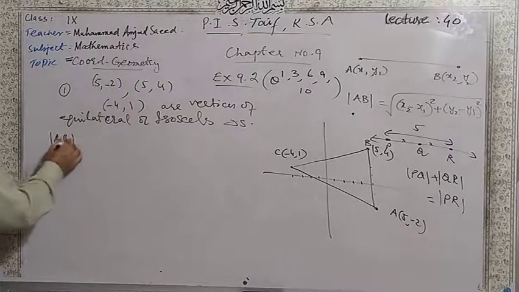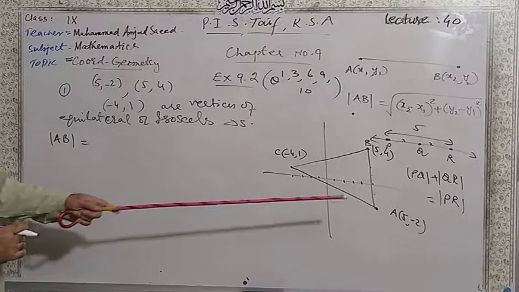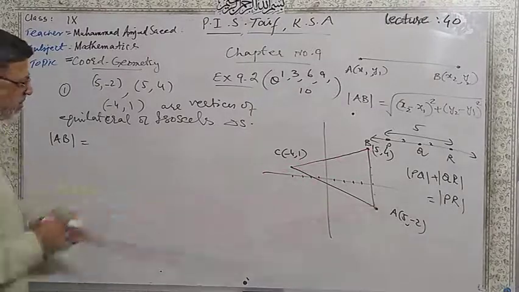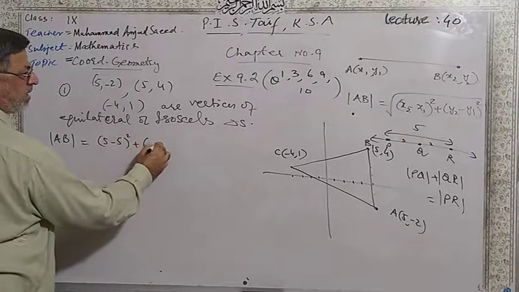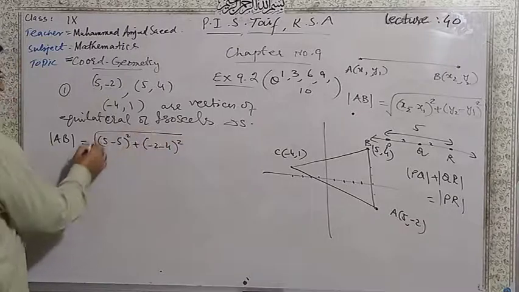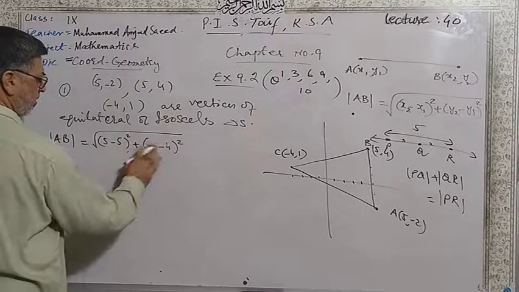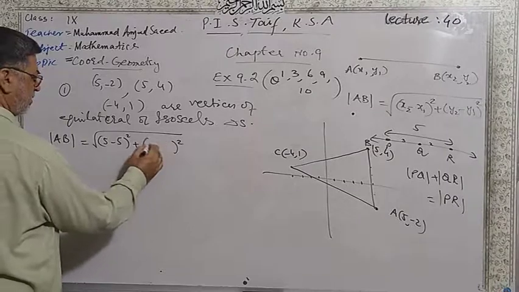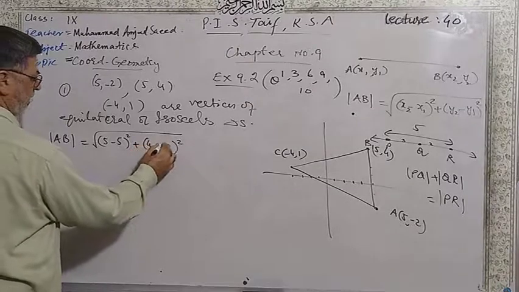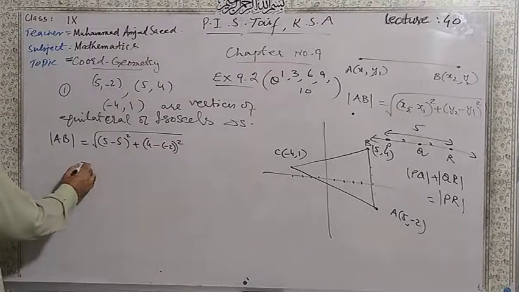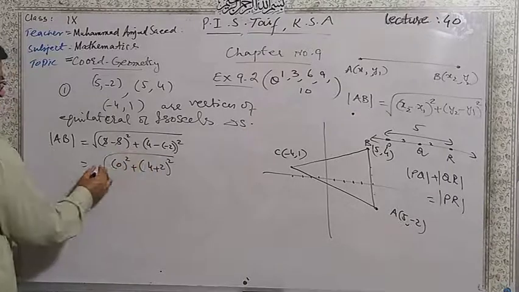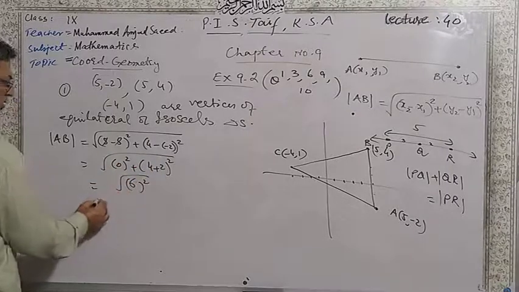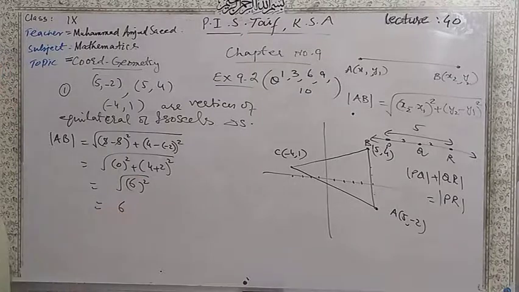|AB|, what is it? I told you, B minus A. |AB| is first minus first whole square plus second minus second whole square, whole under root. Take the same order. B minus 4, minus into minus 2, whole square. This cancels out to 0 square, and this will be 4 plus 2 whole square, whole under root. That is 6 square whole under root. That is 6. Here is 6.